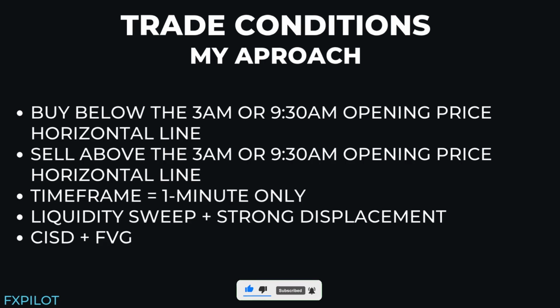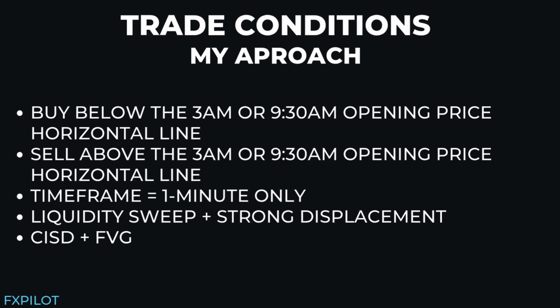So now I will show you the indicators that I use. The indicator will mark out our 3 a.m. or 9:30 a.m. opening price horizontal line. So we'll buy below that horizontal line and sell above that horizontal line. Then the time frame will be 1 minute only.